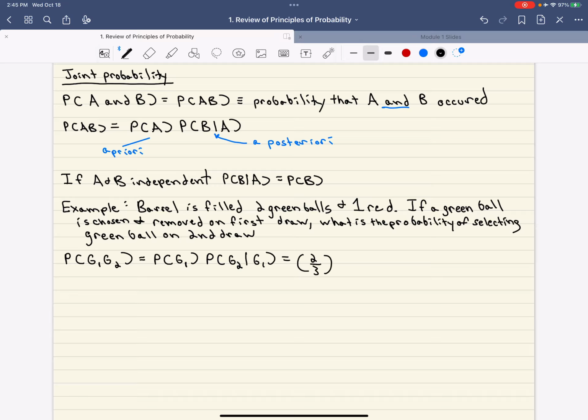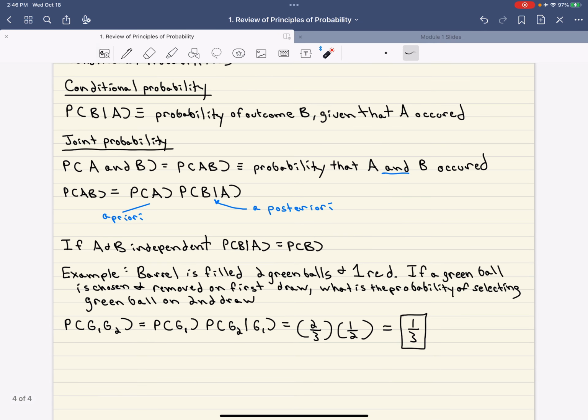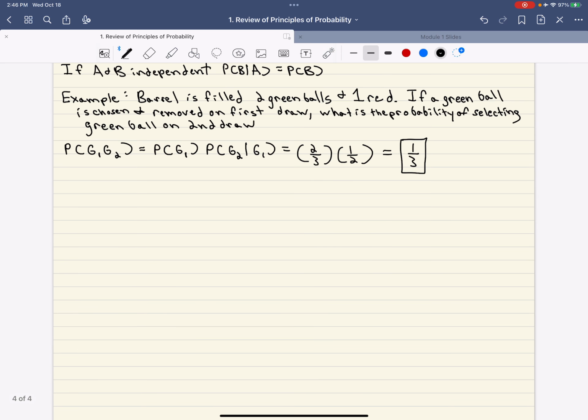All right, after we draw that first green ball, we remove it, and now there's only 2 balls left in the barrel. 1 green, 1 red. And so the probability of drawing a green ball in this case would be 1/2. And so the overall probability of drawing a green ball on the first and second draw would be equal to 1/3. There's a 1/3 chance of doing that. Okay? And so that's how you could use conditional and joint probabilities to calculate the probability of this sort of multi-step process.